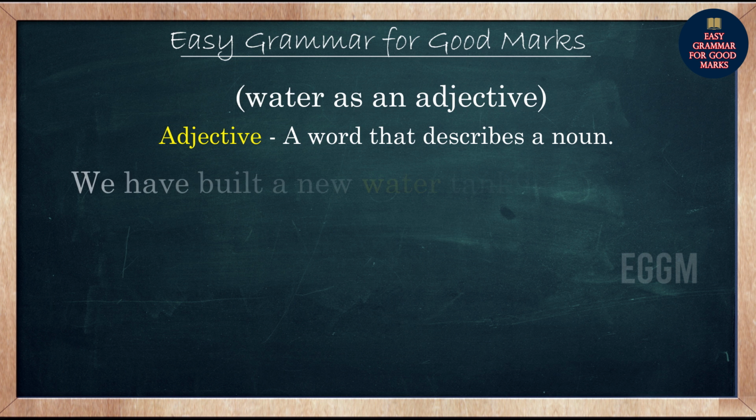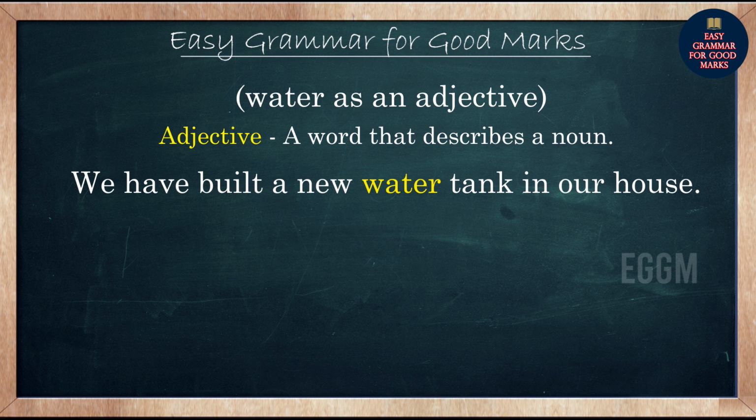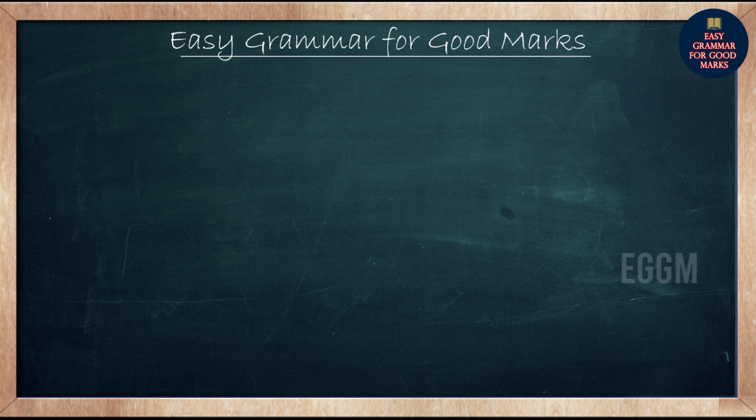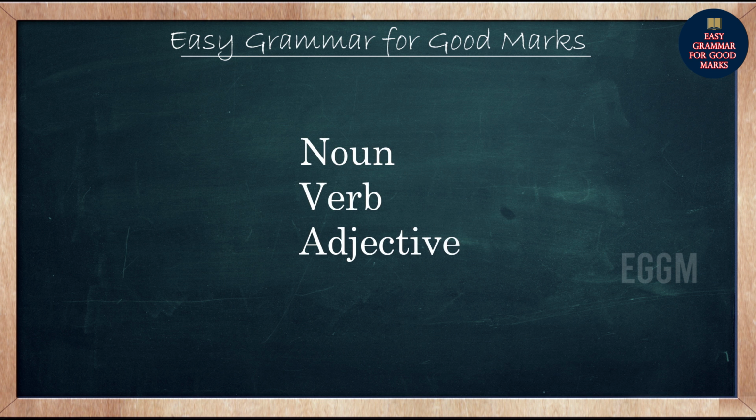We have built a new water tank in our house. Here tank is noun and water is used as an adjective, isn't it? So I have got a new water bottle. Here bottle is noun and water is used as an adjective. So this is how you should have a clear idea about noun, verb, adjective.